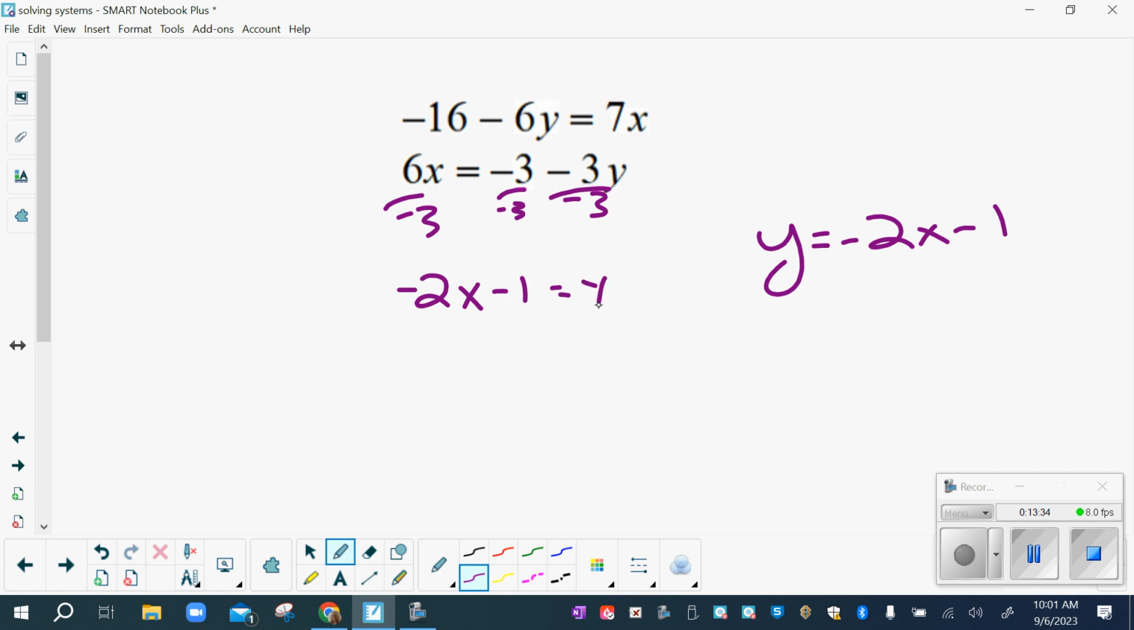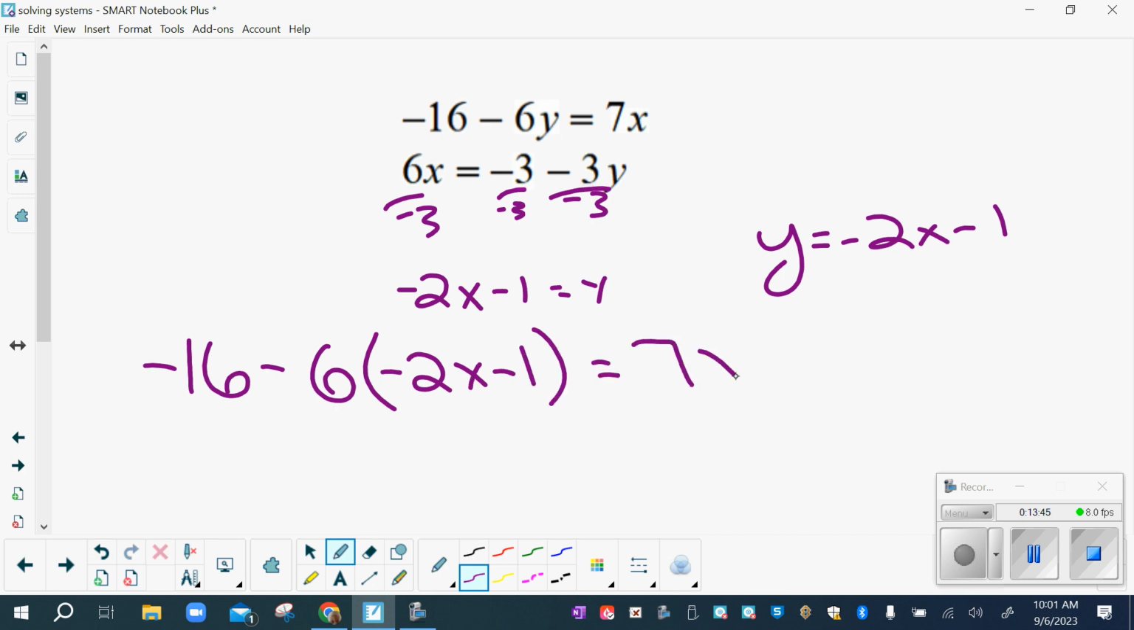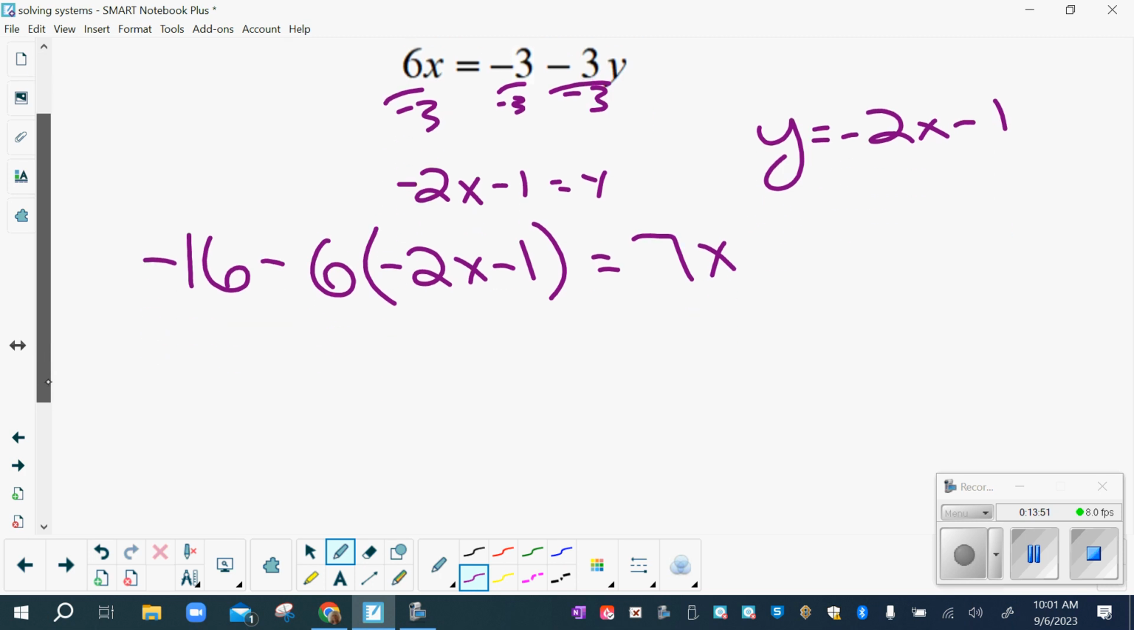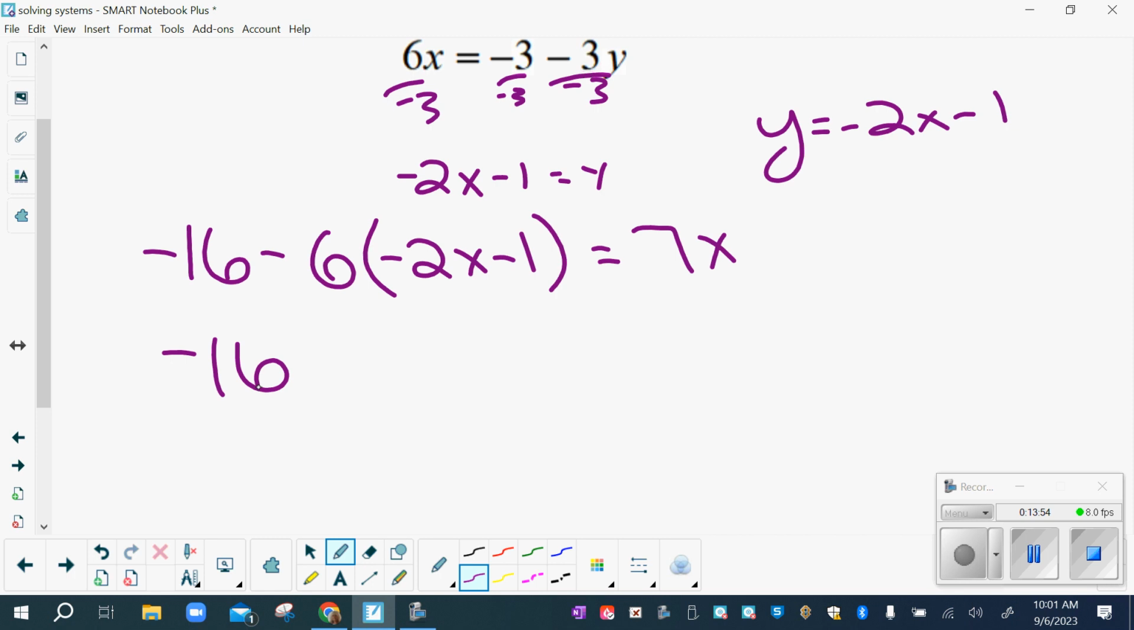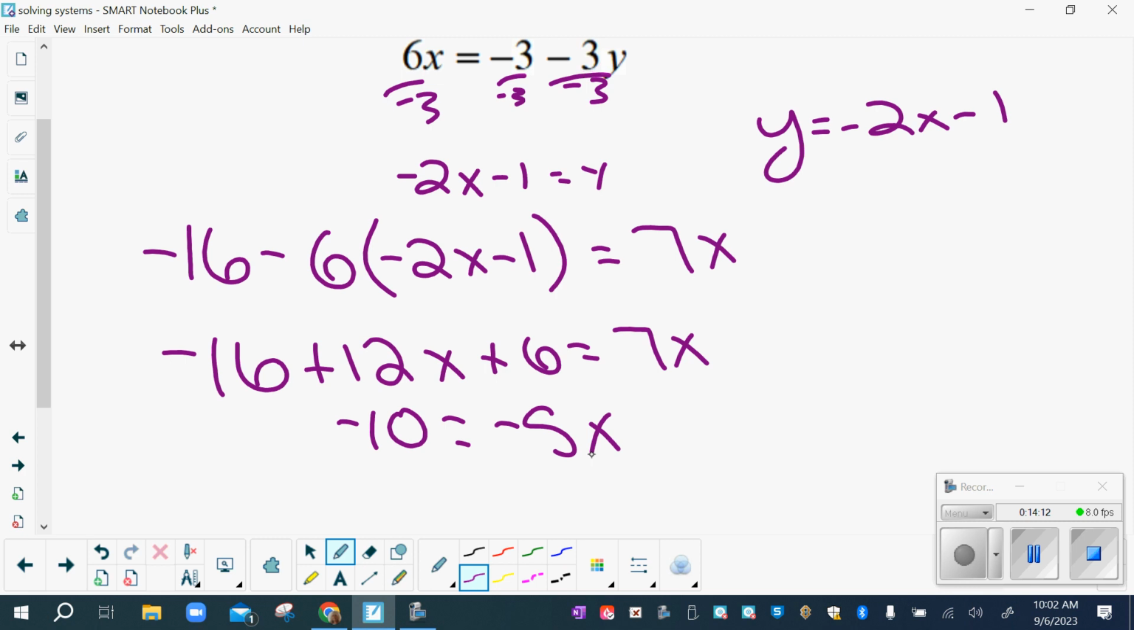Okay, so I'm going to take that. Everywhere I see a y, I'm plugging that craziness in. So negative 16 minus 6 times negative 2x minus 1 equals 7x. We looking okay, John? Negative 16 plus 12x plus 6 equals 7x. Still good? Oh, still works. Look at this. So I'm going to get negative 10 equals negative 5x. x equals 2.